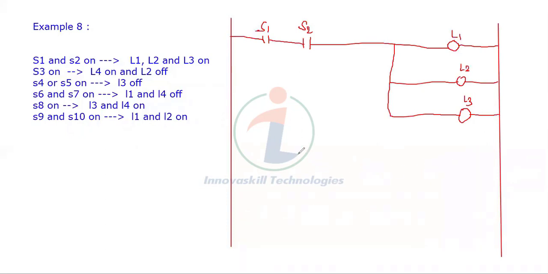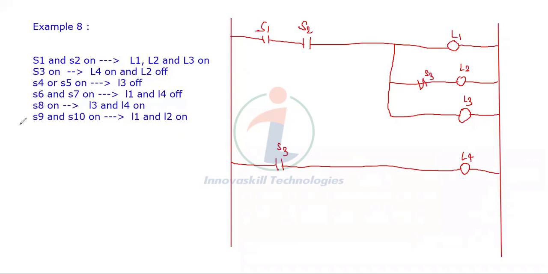Next condition, if S3 is on, if switch 3 is on, what should happen is L4 should be activated, and L2 should be off. So S3 I'm connecting as NC here.